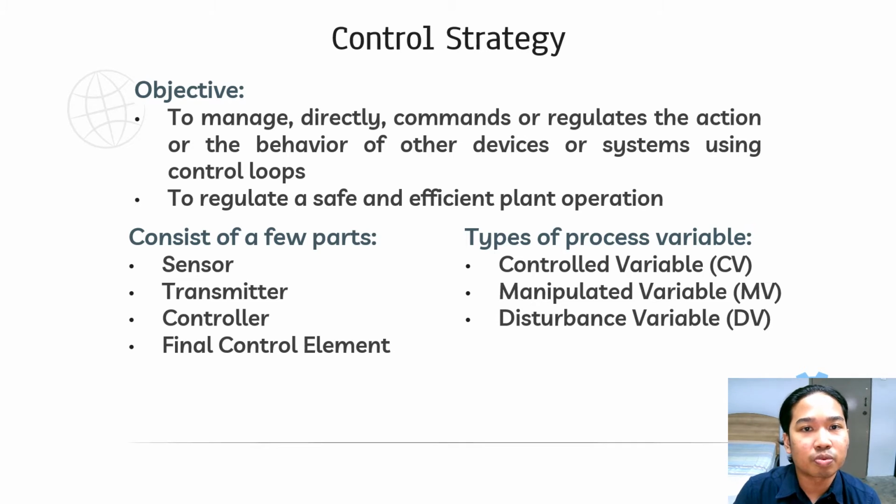There are three types of process variable which are control variable, which is to quantify the performance or quality of the final product. Secondly is the manipulated variable which are adjusted to keep the control variable at their set point. And lastly is the disturbance variable which represents the input variable that can cause control variables to deviate from their respective set points.